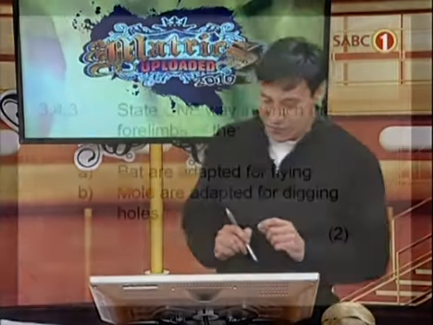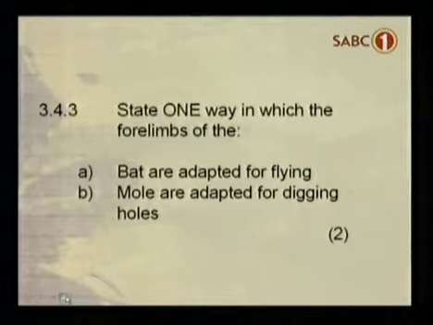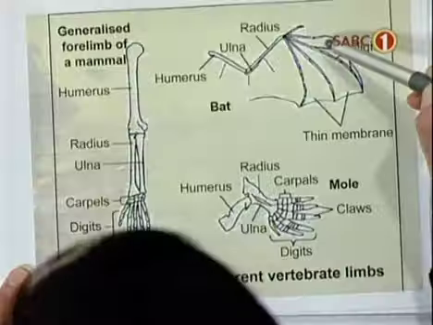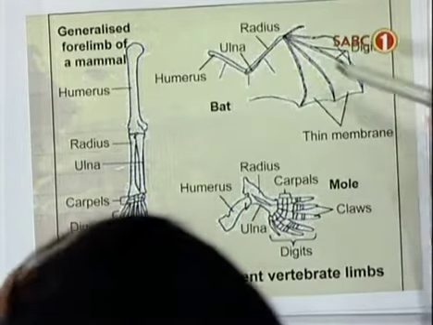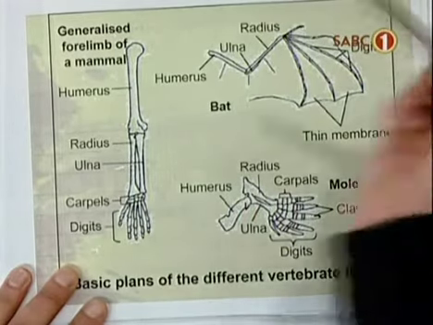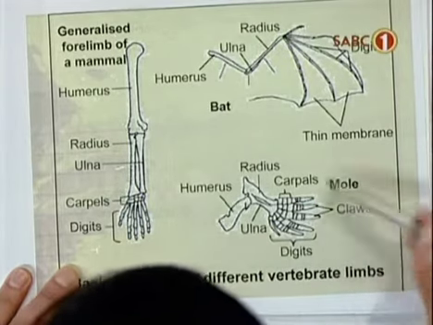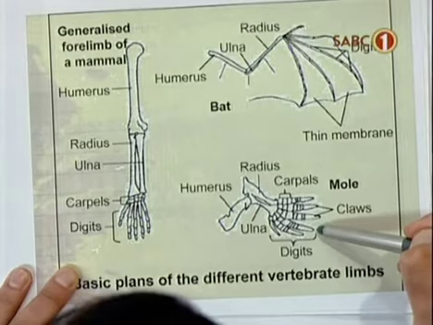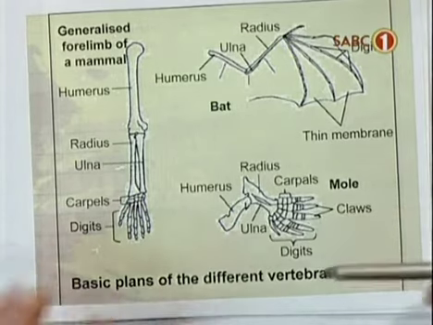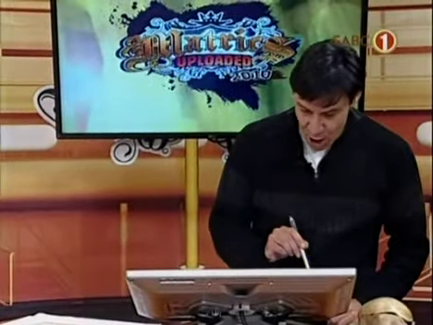State one way in which the forelimbs of the bat are adapted for flying. As we said, long, thin phalanges with a membrane in between, therefore it's for flying. How is the mole adapted for digging? As we said, very short, thick claws in our mole, and therefore it is designed, of course, for digging holes.